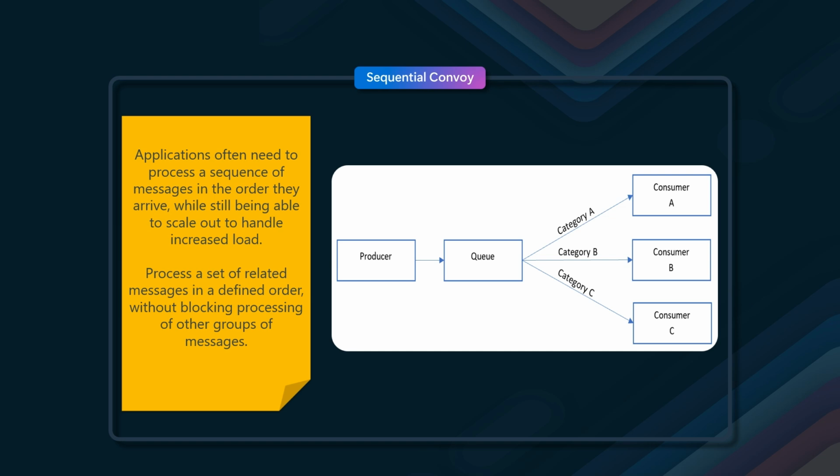So the sequential convoy pattern helps process a set of related messages in a defined order without blocking processing of other groups of messages. Applications often need to process a sequence of messages in the order they arrive, while still being able to scale out to handle increased load. In a distributed architecture, processing these messages in order is not straightforward because the workers can scale independently and often pull messages independently. Push related messages into categories within the queuing system, and have the queue listeners lock and pull only from one category, one message at a time.